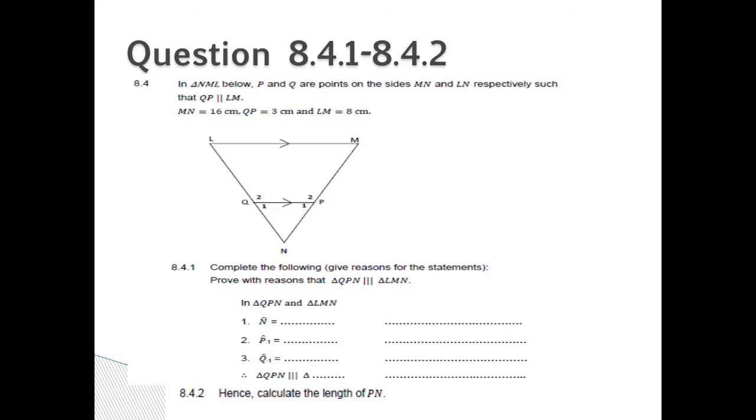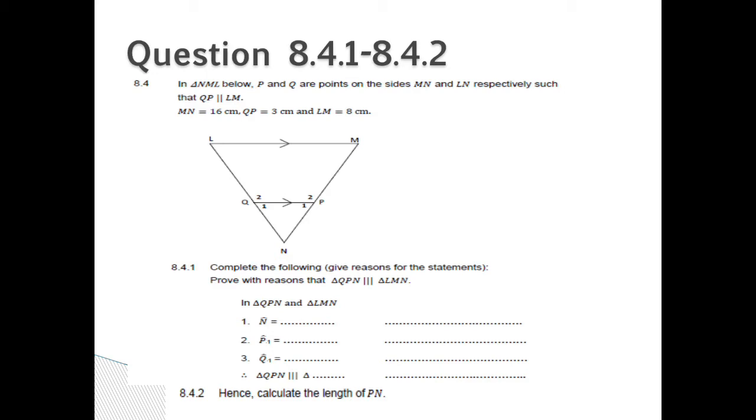In triangle NML below, P and Q are points on the sides MN and LN respectively such that QP is parallel to LM. MN is equal to 16 centimeters, QP is equal to 3 centimeters and LM is equal to 8 centimeters. Complete the following, giving reasons for the statements. Prove with reasons that triangle QPN is similar to triangle LMN.